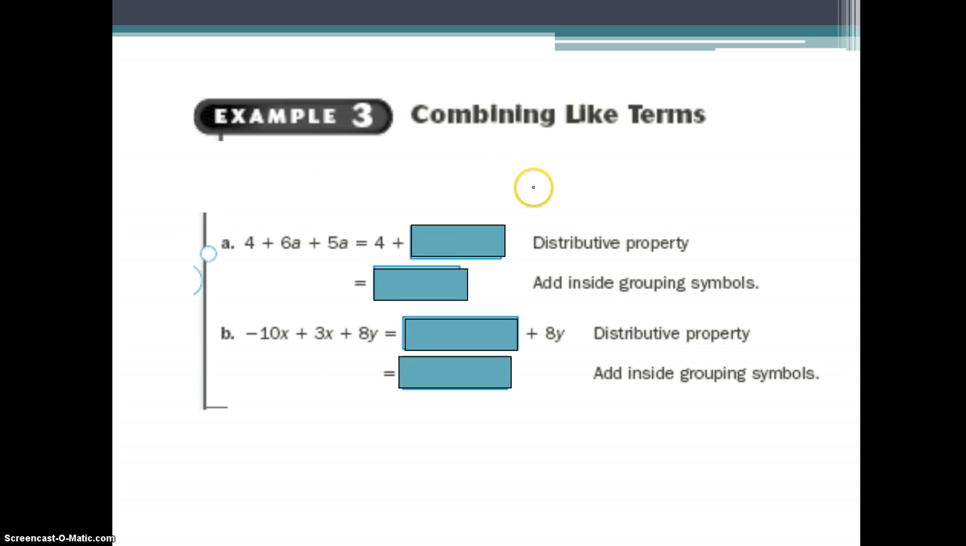Let's talk about combining like terms. Combining just means to add. Okay, so we're just going to add like terms together. Remember, like terms have the same variable part. It also could mean that there is no variable.